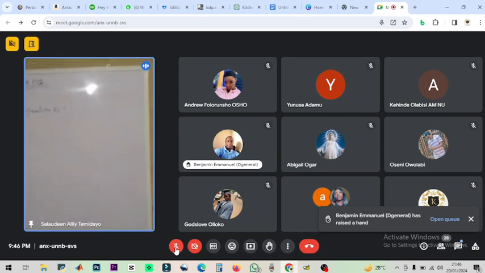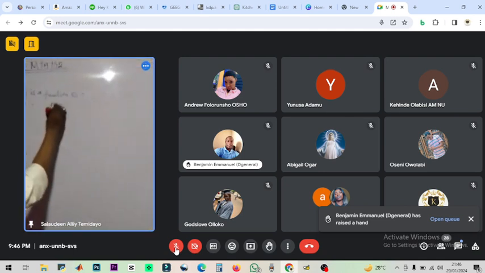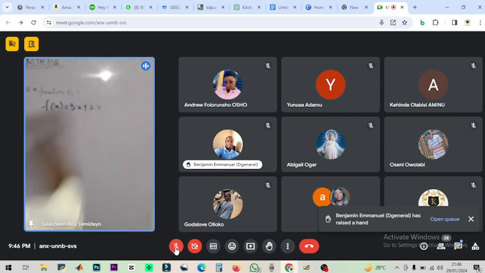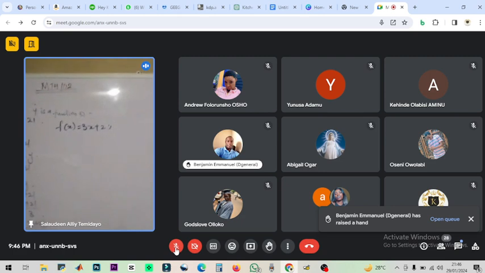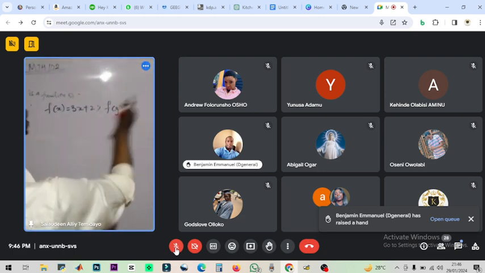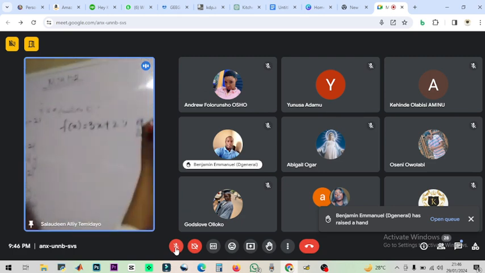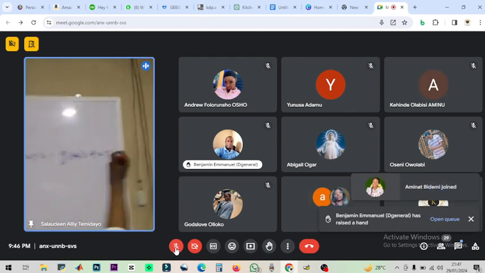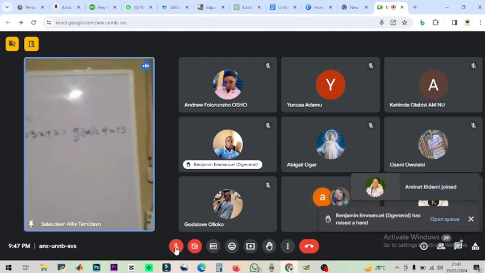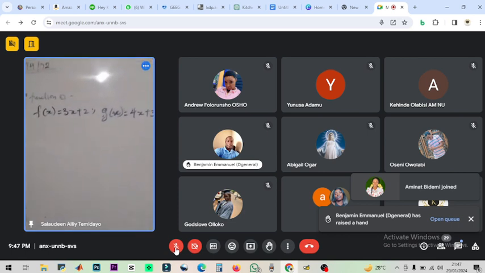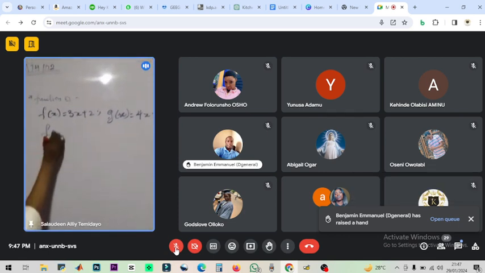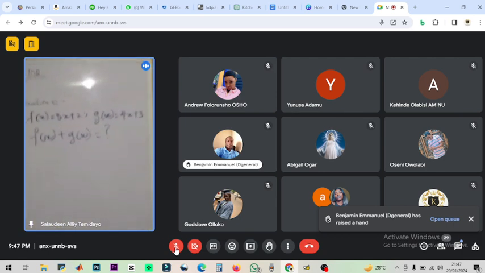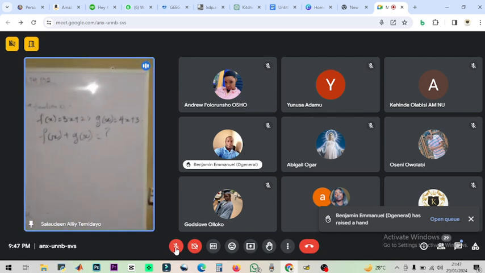Now, composite. This is f of x. f of x equals 3x plus 2. Now, there is another thing. Sorry, g of x. g of x equals 4x plus 3. I don't want to stress myself, guys. I don't want to waste our time. I want people to do f of x plus g of x. I believe people can do it here.